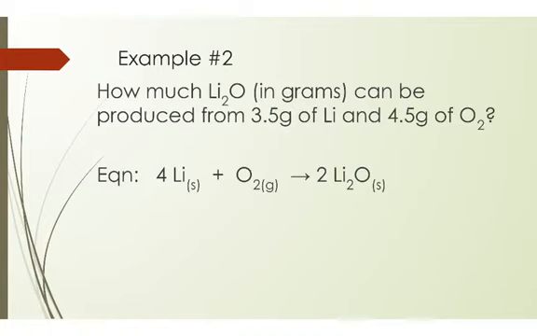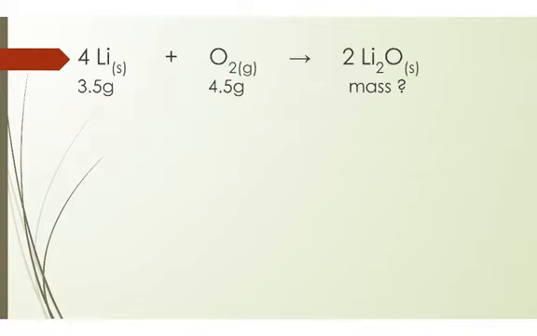Example number 2, how much Li2O, so lithium oxide, in grams can be produced from 3.5 grams of lithium and 4.5 grams of oxygen. I've given you a balanced equation to start with. And again, you'll notice this time, instead of the same quantity of reactants for each one, I've given you different quantities. This does not change the problem at all. We start with our balanced equation, we write down what we know, we write down what we're looking for.